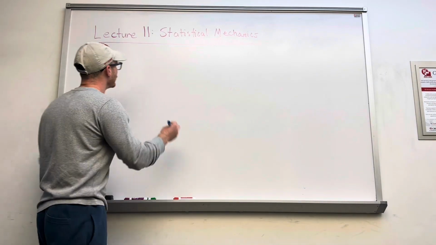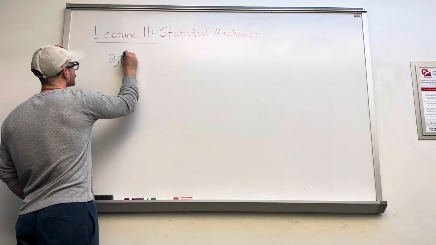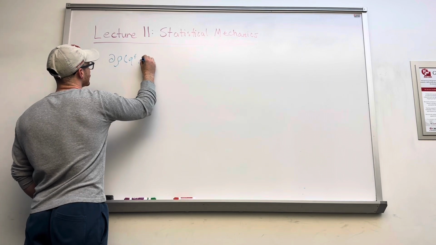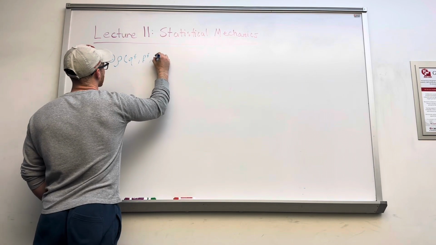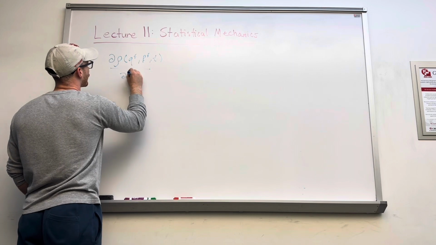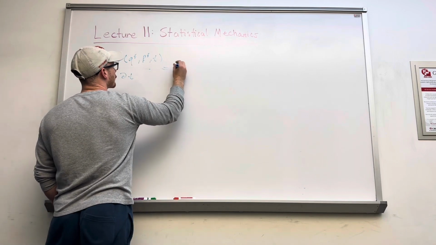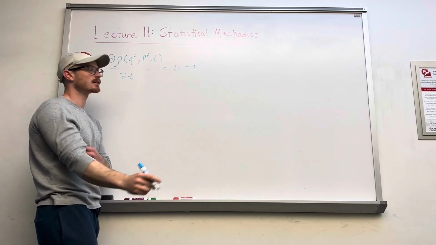So we've just found that partial rho partial t is 0 everywhere and at all time, meaning that rho does not depend explicitly on time.